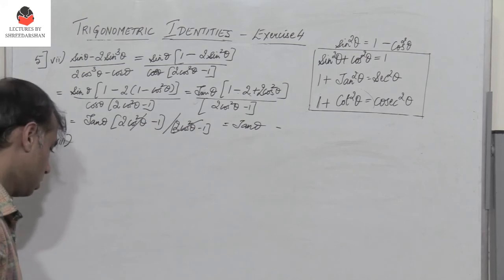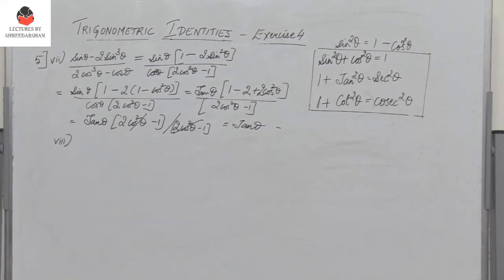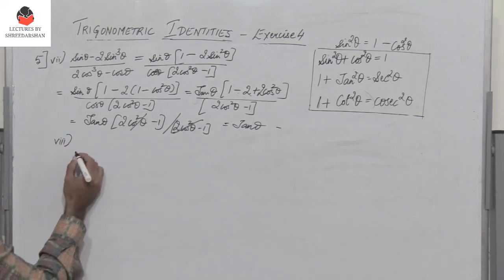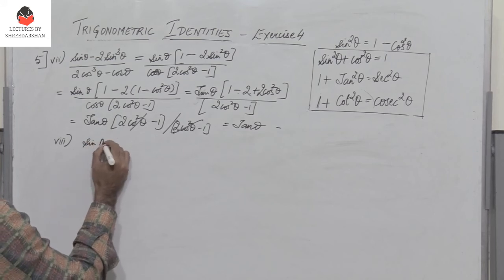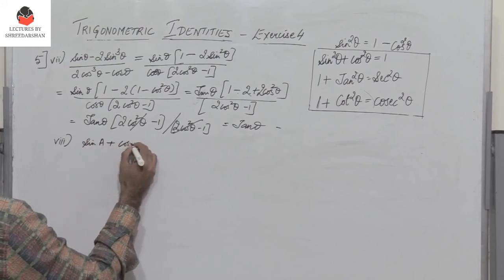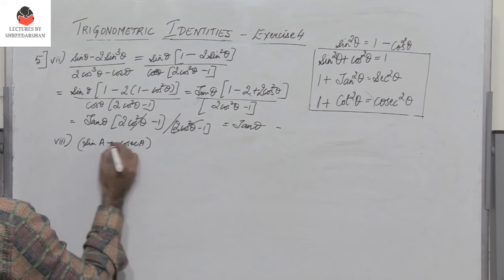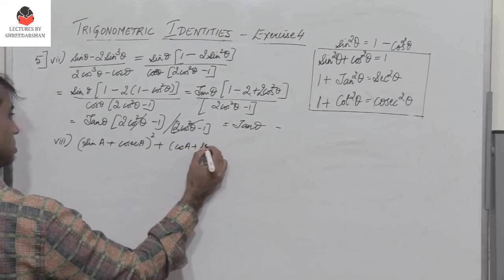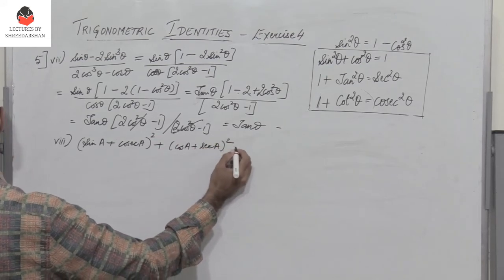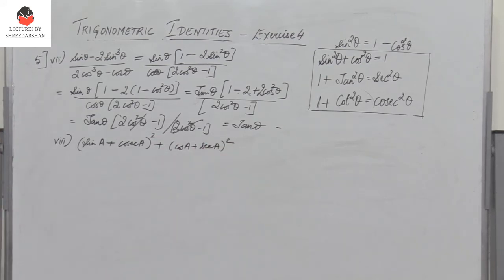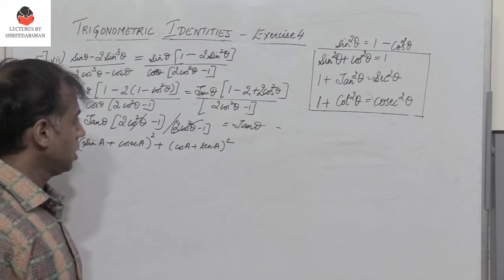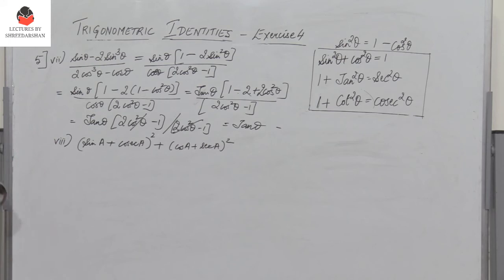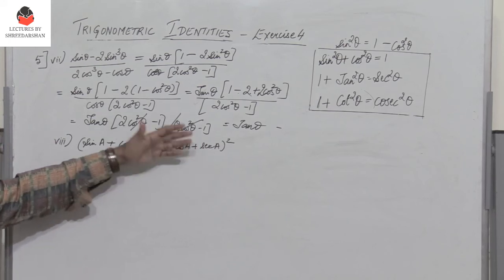So moving on with the next problem, we need to prove that sine A plus cosecant A the whole square plus cos A plus secant A the whole square is equal to 7 plus tan square A plus cot square A. So we'll see that. So now how can this be solved, or how can this be proved? So now I have a square term here, so let me first expand this.